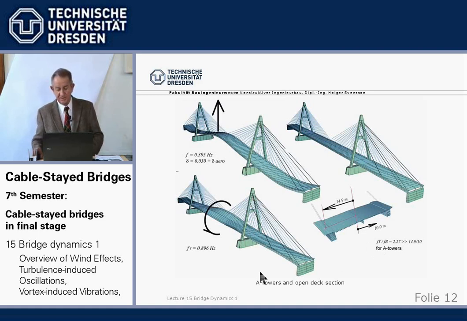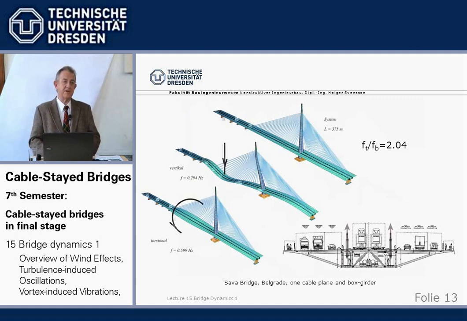And this example here shows that we have on one hand the 0.896 to 0.395 frequencies, which gives a ratio of 2.27. However, what I showed you on the last slide, if we just take the beam itself, that would come to only something like 1.5. So we have an increase by 50% in torsional frequency by using A towers instead of vertical towers.